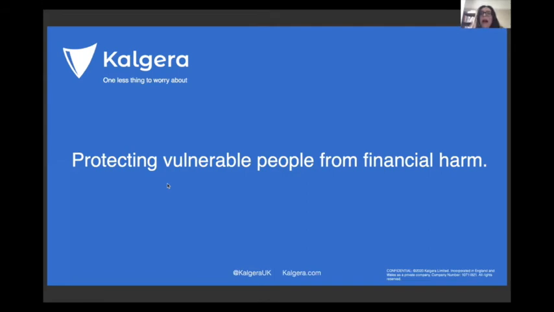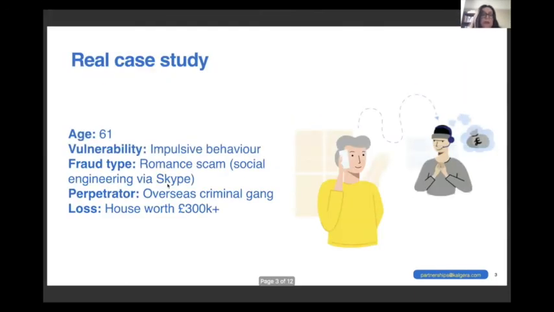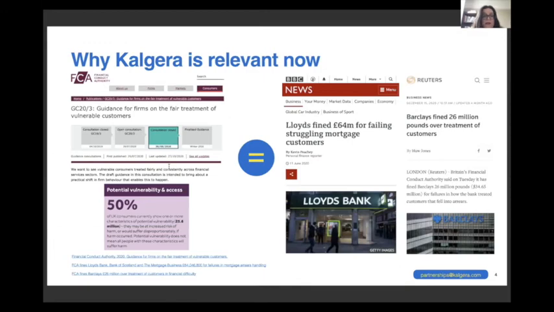At Kalgera, we help financial institutions interpret their customers' behavior to protect them against moments of vulnerability. Why is this important? It is important because we all want to build a financially inclusive, safe, and caring society. From the FCA's own research, nearly 1 in every 2 of us will be in some form financially vulnerable in the future. What that means is that at any time, nearly 50% of financial institutions' customers are at risk of experiencing fraud, scams, or mis-selling, costing their household on occasion up to £300,000, and potentially costing financial institutions millions, such as the £64 million fine last year that Lloyds had.